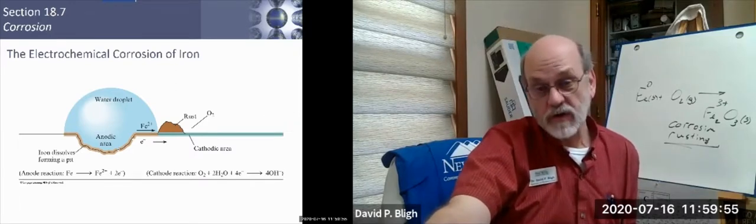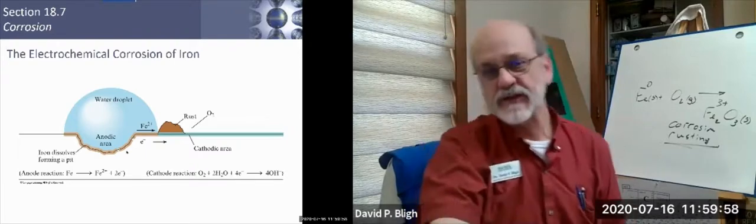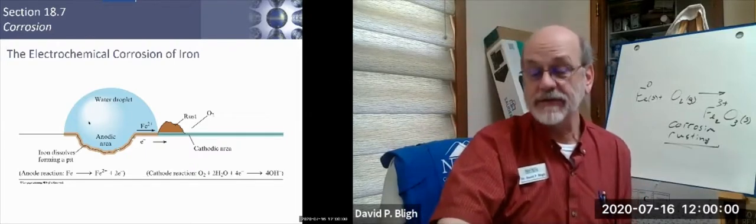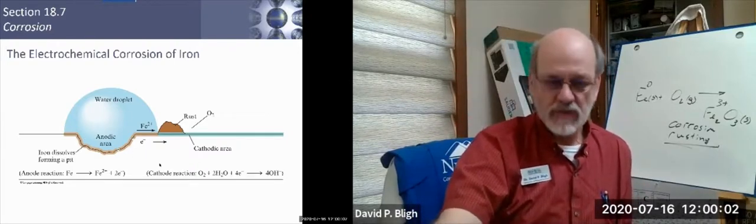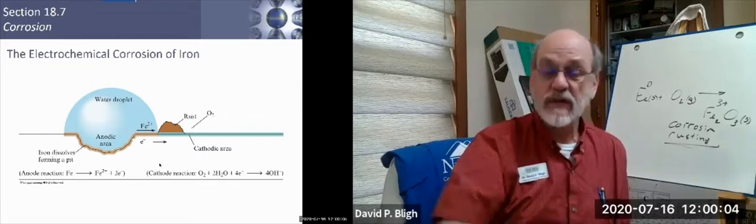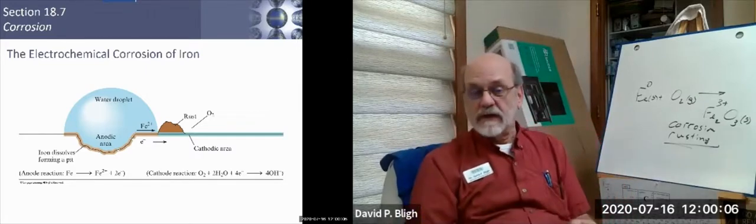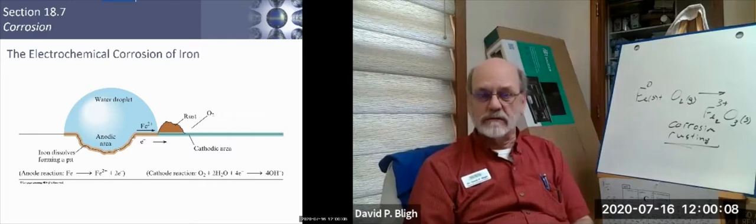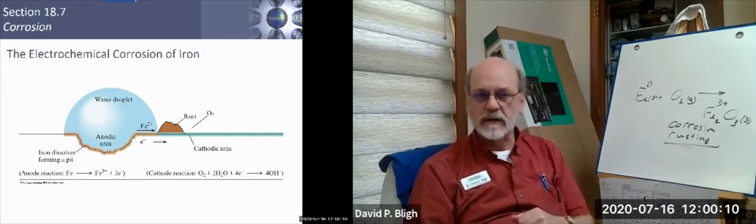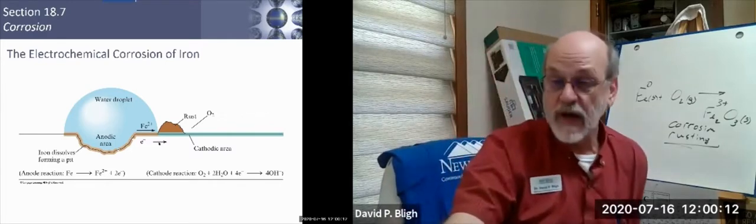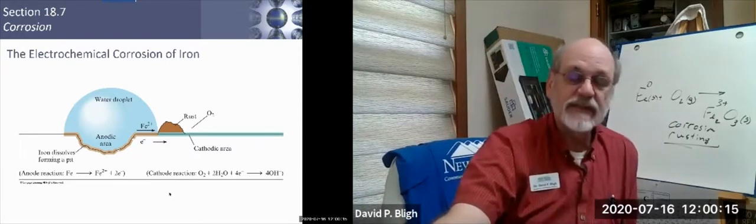But it could occur under acidic conditions. This is just in nature. That's what happens. In the lab, you can make it happen in acidic conditions. And if you drop acid onto steel, eventually it will accelerate the process. But that's another topic.